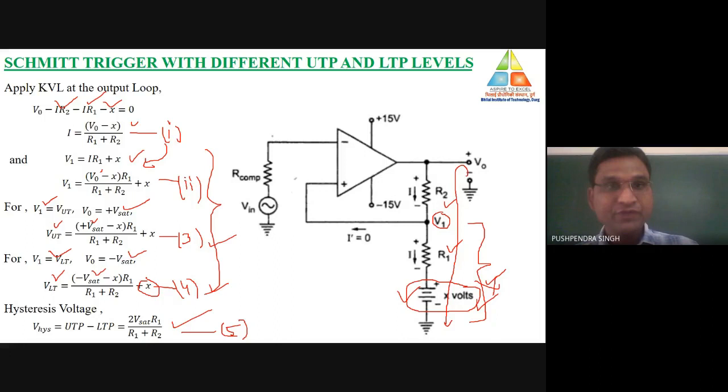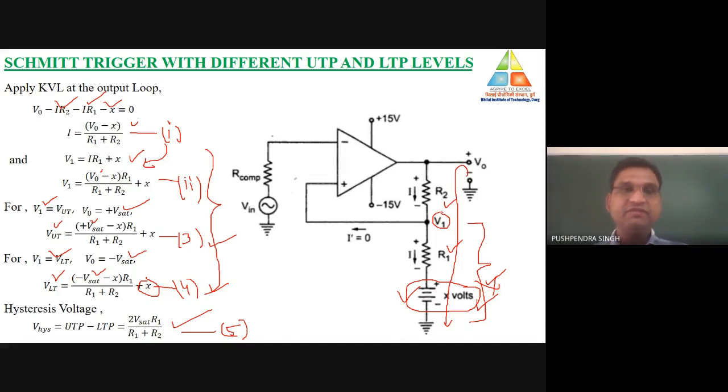This is all about the disadvantage we face when we use the zero crossing detector, and how we have rectified the problem associated with the zero crossing detector with the help of the Schmitt trigger circuit. Then there are two different kinds of Schmitt trigger circuit: one is inverting and the second is non-inverting Schmitt trigger circuit.